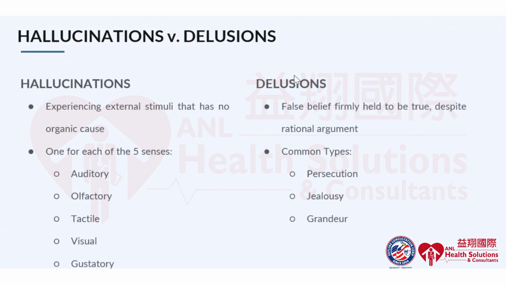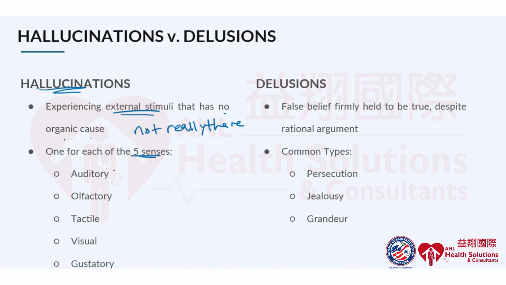Now, we've talked about hallucinations and delusions a few times, so I really just want to clarify what they are and how each of them is managed. So hallucinations are when a patient experiences an external stimuli that has no organic cause. In other words, it's not really there. Okay, so there's a type of hallucination for each one of the 5 senses.